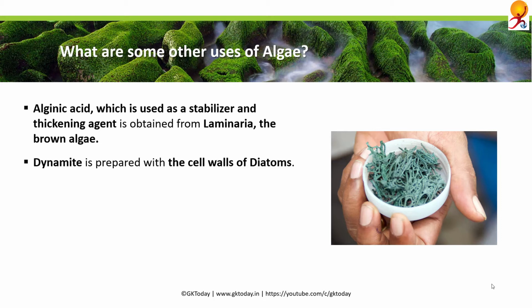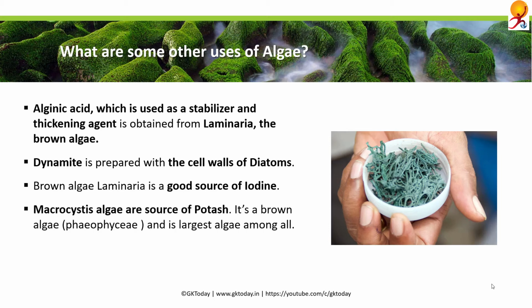Dynamite is prepared with the cell walls of diatoms. Brown algae Laminaria is a good source of iodine. Macrocystis is a source of potash. It's a brown algae or Phaeophyceae and is the largest algae among all.